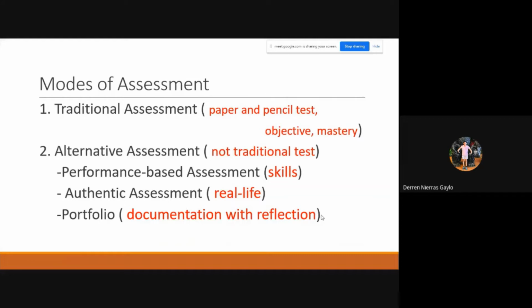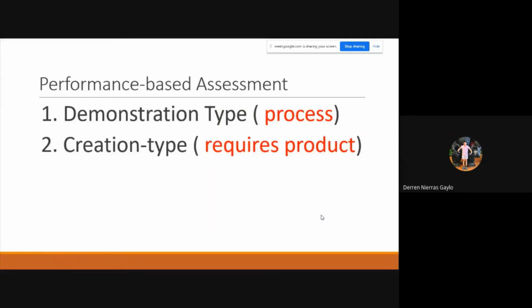On the other hand, alternative assessment is not the traditional assessment or not traditional tests. We have different forms of alternative assessments. One is performance-based assessment, which is more on the skills. It's assessing the skills. It could be the process or the product. And then authentic assessment, it's assessing the real life applications. And portfolio assessment, it is more on documenting the progress of the learner with reflection. In terms of performance-based assessment, we have two types, the demonstration type or the process performance-based assessment, and the creation type, which is the product performance-based assessment.